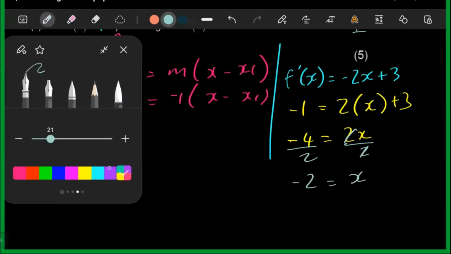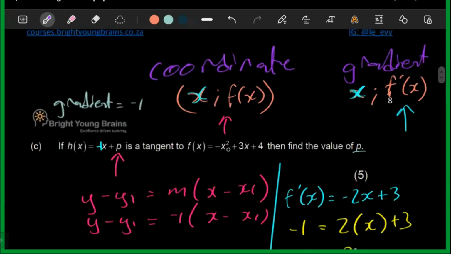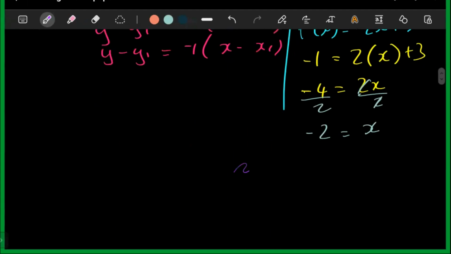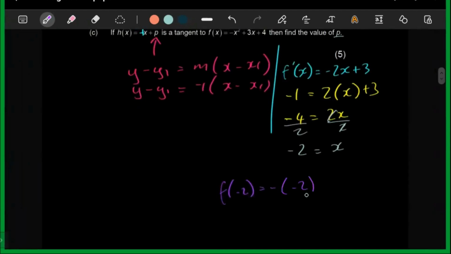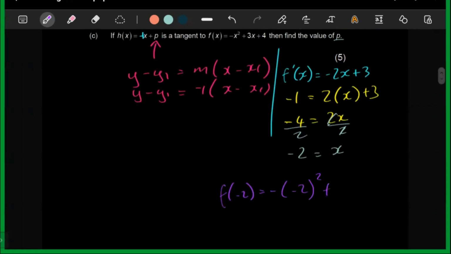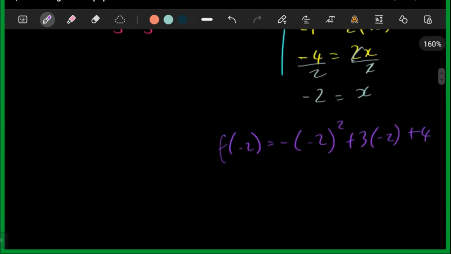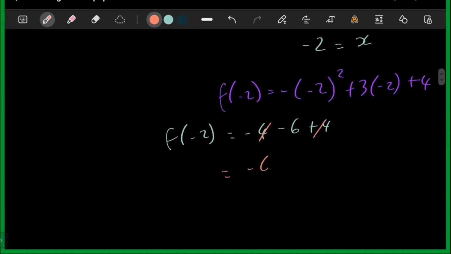Since you now know that they meet where the x value is negative 2, you put negative 2 in your equation of f. Let's see what you're getting there. You get negative 2 squared plus 3 times negative 2 plus 4. Negative 2 squared is 4, so this is negative 4, negative 6 plus 4. The negatives cancel out, you have negative 6. So this is a coordinate where the curve and the tangent meet.